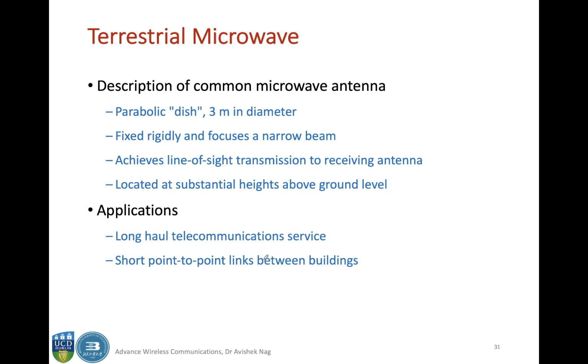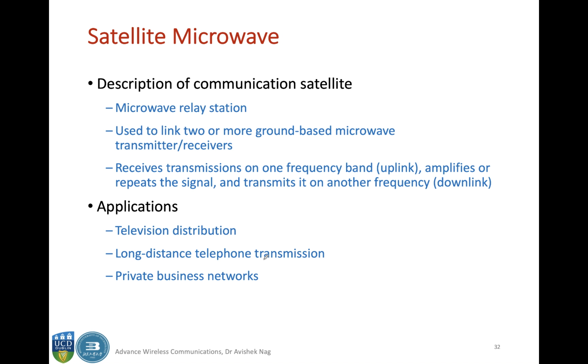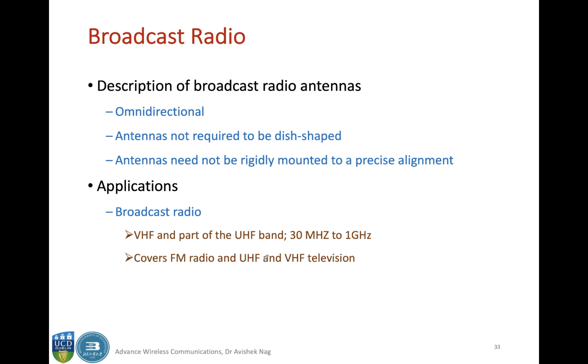For terrestrial microwave, you use a special type of antenna in the shape of a parabolic dish, and it has applications in long haul telecommunication and short point to point links between buildings. You can have satellite microwave, and broadcast radio. So these are different types of applications of wireless communications, based on the media and the frequencies of the electromagnetic wave you are using. There are different frequencies to play with and different types of media are used.